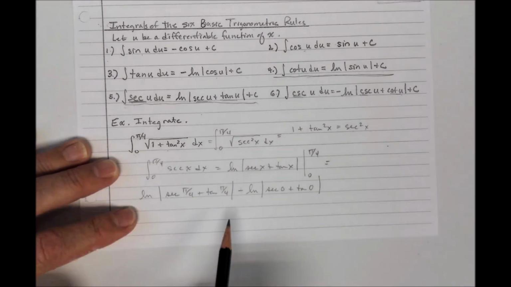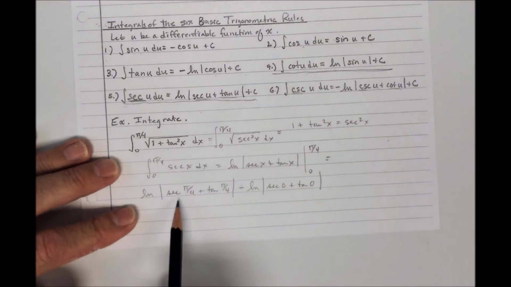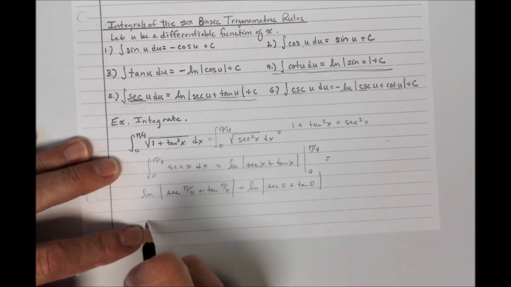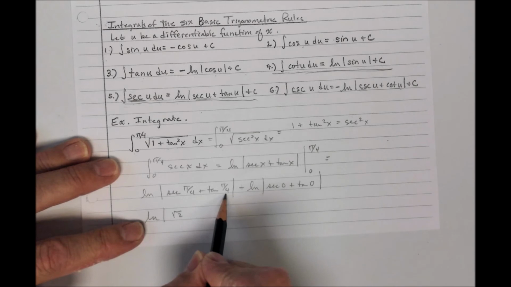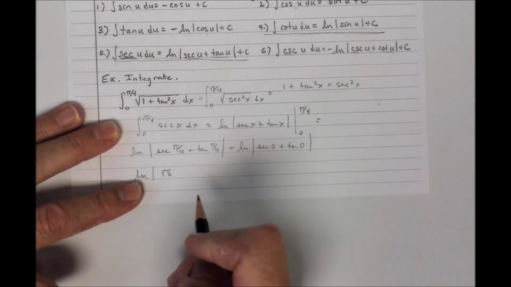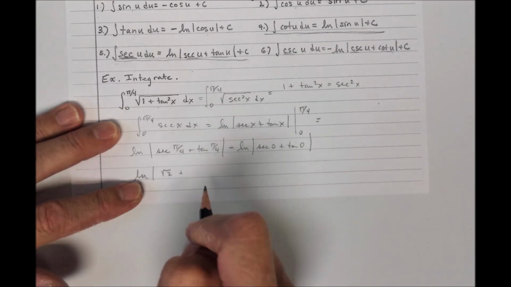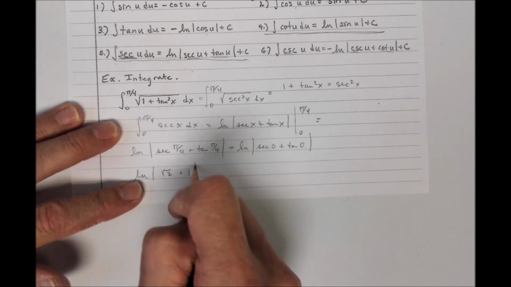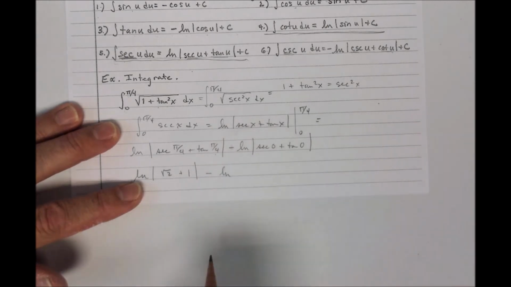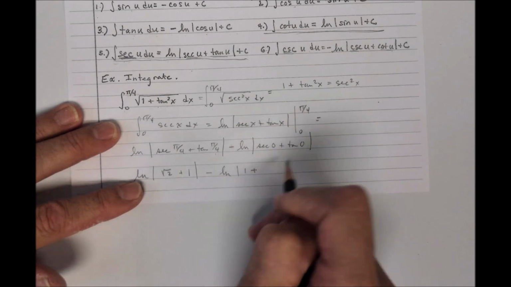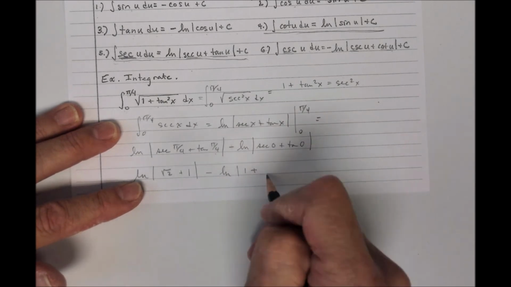Now, you may know your tangents a little bit, but I doubt if you know your secants, but they are the reciprocals of cosine. The cosine of pi over 4 is the square root of 2 over 2. The secant of pi over 4 is the square root of 2. The tangent of pi over 4 is the sine of pi over 4 over the cosine of pi over 4. So that's going to be square root 2 over 2 over square root 2 over 2, which is 1. Don't need the absolute value bars, that's for sure. Minus, now over here, the secant of 0 is 1 over the cosine of 0, which is 1, plus the tangent of 0 is the sine of 0 over the cosine of 0, which is 0.